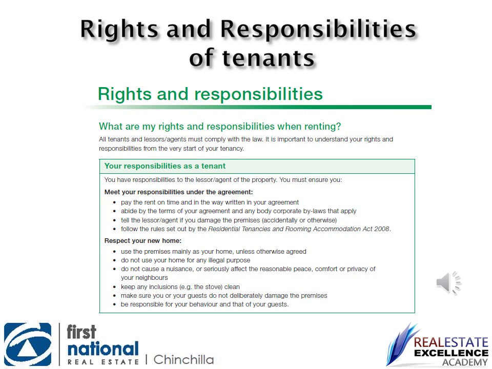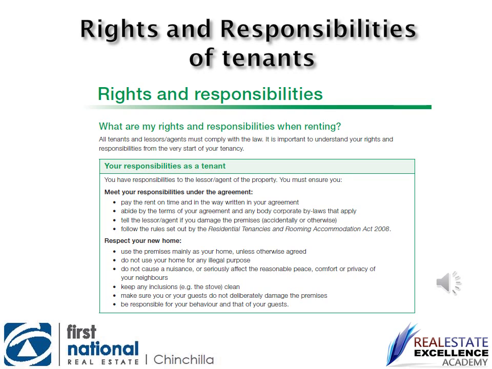You're required to pay your rent on time and in the way written in the agreement. You're required to abide by the terms of the agreement and any body corporate bylaws that apply. You must tell us if you damage the premises, accidentally or otherwise. And of course, you're required to follow the rules set out by the legislation. You're also required not to ever use your premises for an illegal purpose. Your premises must always mainly be used as your home unless otherwise agreed.